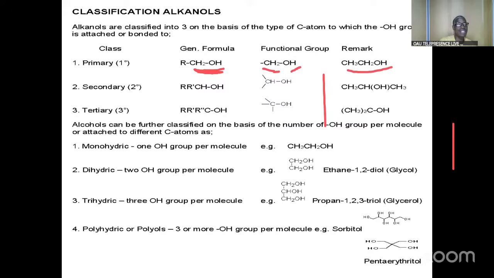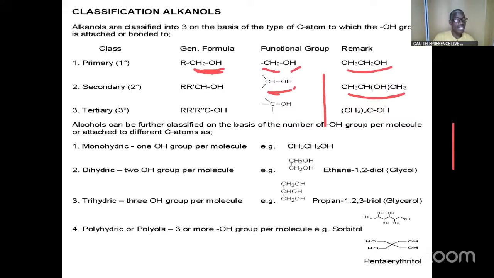Then the second classification is secondary alcohol. In a secondary alcohol, the OH is attached to a carbon that carries one hydrogen atom and is bonded to two other carbon atoms. An example is 2-propanol. The OH is attached to the second carbon, carrying only one hydrogen, and it's also bonded to two carbon atoms. And the functional group of a secondary alcohol is this, as we see here.